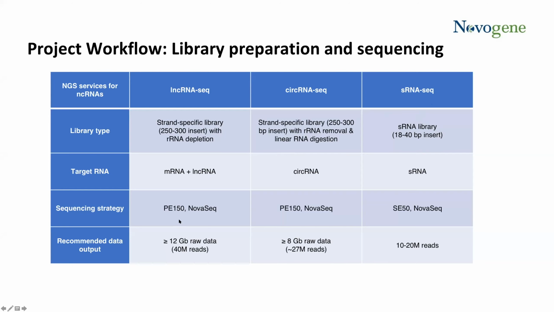And the sequencing strategy is P150 Novogene for both ncRNA-seq and circular RNA-seq, and SE50 Novogene for small RNA-seq. We can also sequence small RNA in P150 and trim the reads. Recommended data output is 12 GB for long non-coding RNA-seq, about 8 GB and more for circular RNA-seq, and 10 to 20 million reads for small RNA-seq.